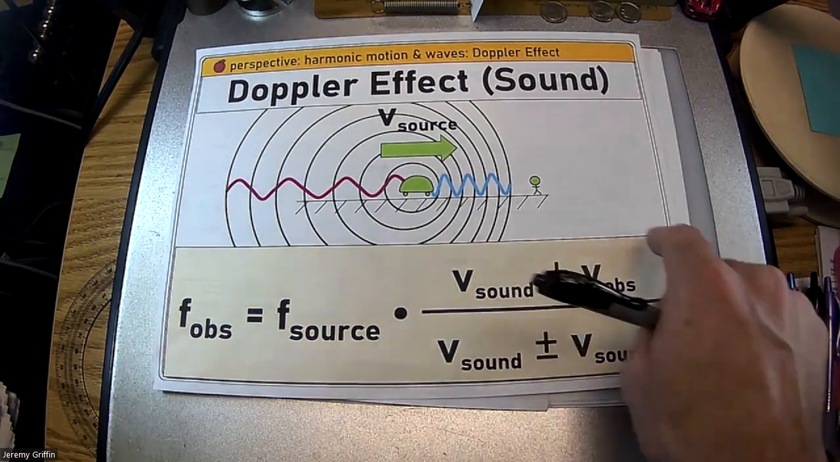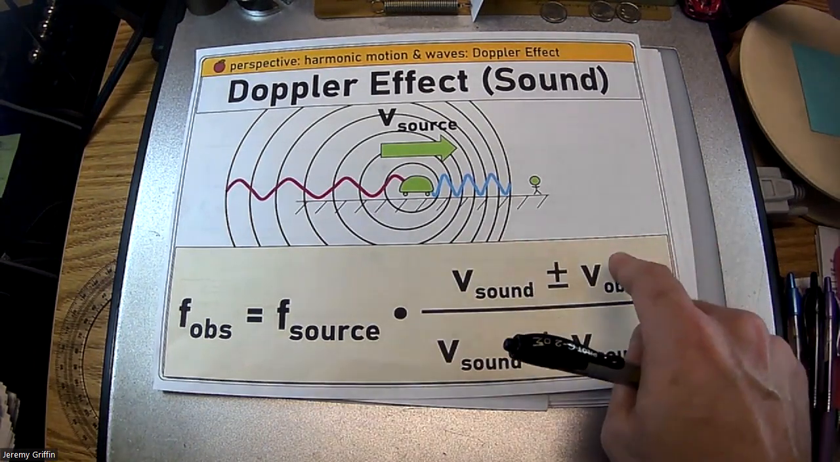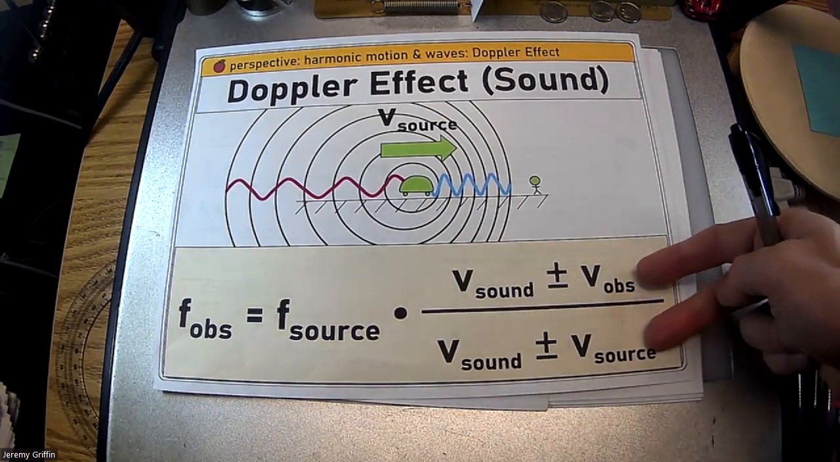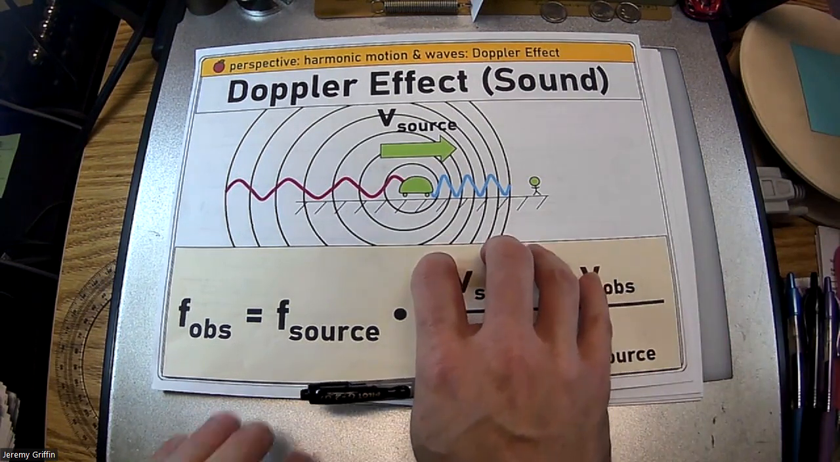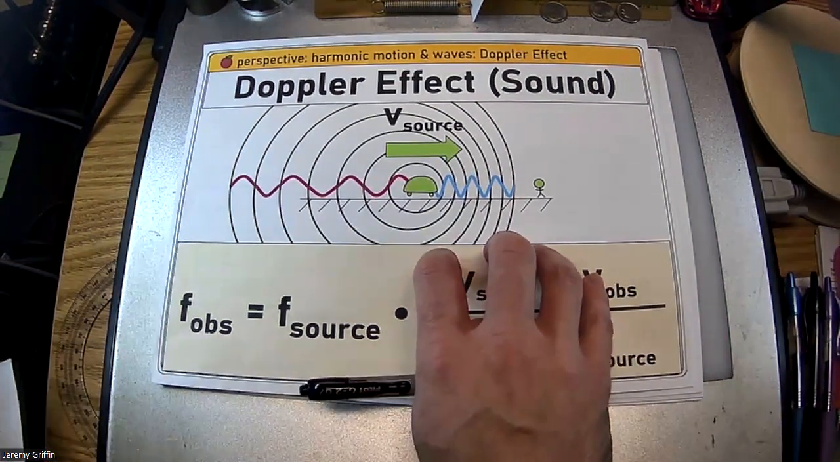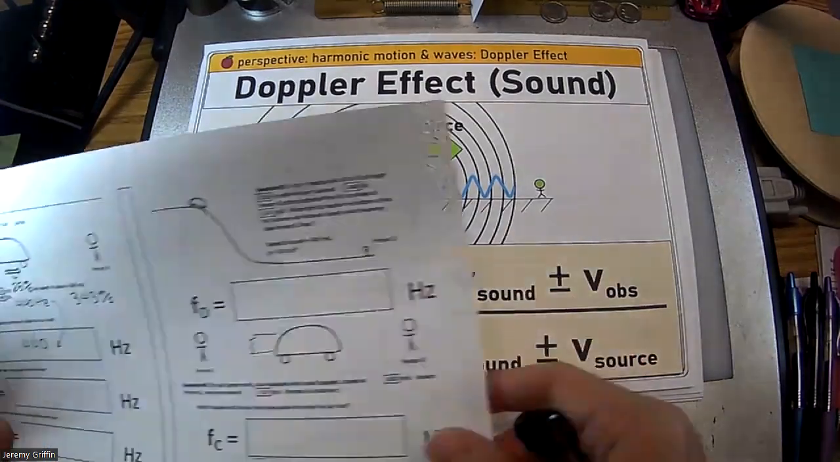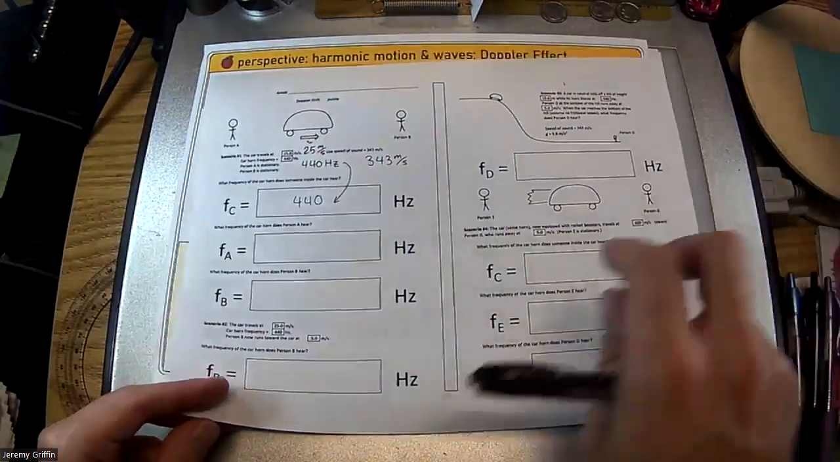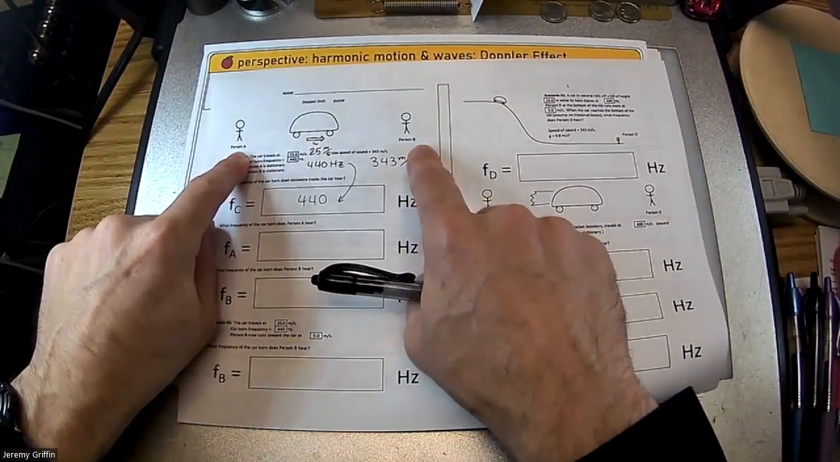I would still have a ratio that's equal to 1. This whole ratio would still be equal to 1, even if I overcomplicate it and plug in all these numbers, right? And so the observed frequency is still the source frequency. Still a match. Right, you guys good on that? Okay. All right, now person A and person B.